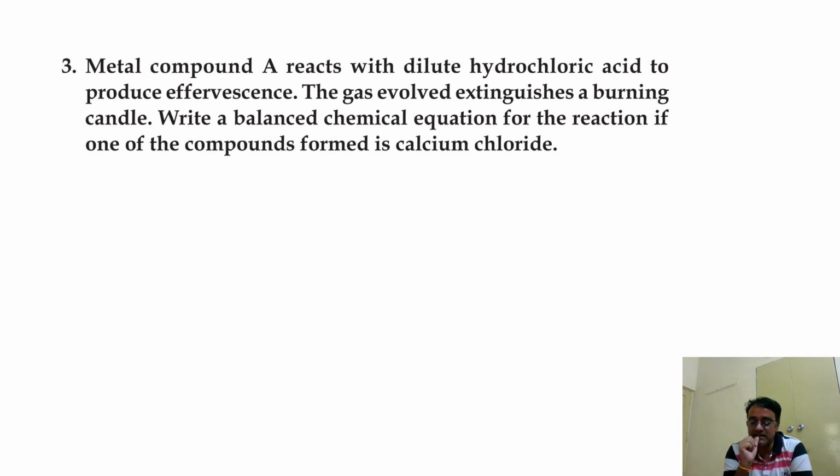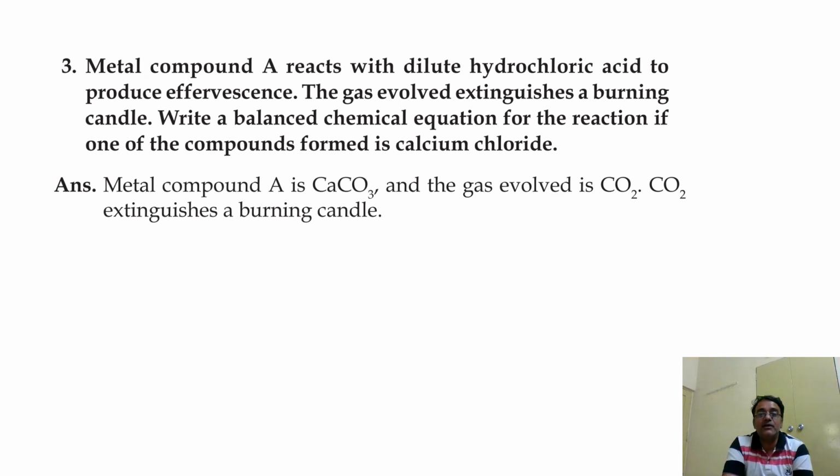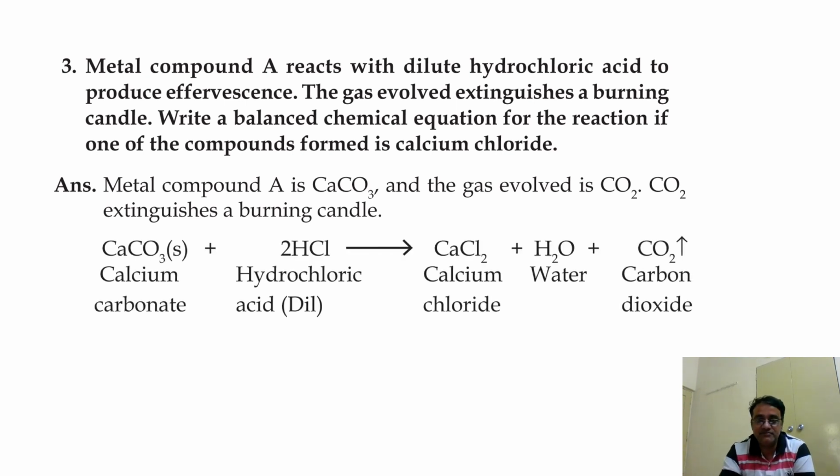Okay, and carbon dioxide extinguishes a burning candle, so we can represent with an equation. So metal compound A is calcium carbonate, and the gas evolved is carbon dioxide. Carbon dioxide extinguishes a burning candle. So this is the reaction. Okay, so यहाँ पे जो हम लोग को मिल रहा है कैल्शियम कार्बोनेट, when it reacts with hydrochloric acid, we are getting calcium chloride, water and carbon dioxide. Okay, so next question. So 3 questions we have.